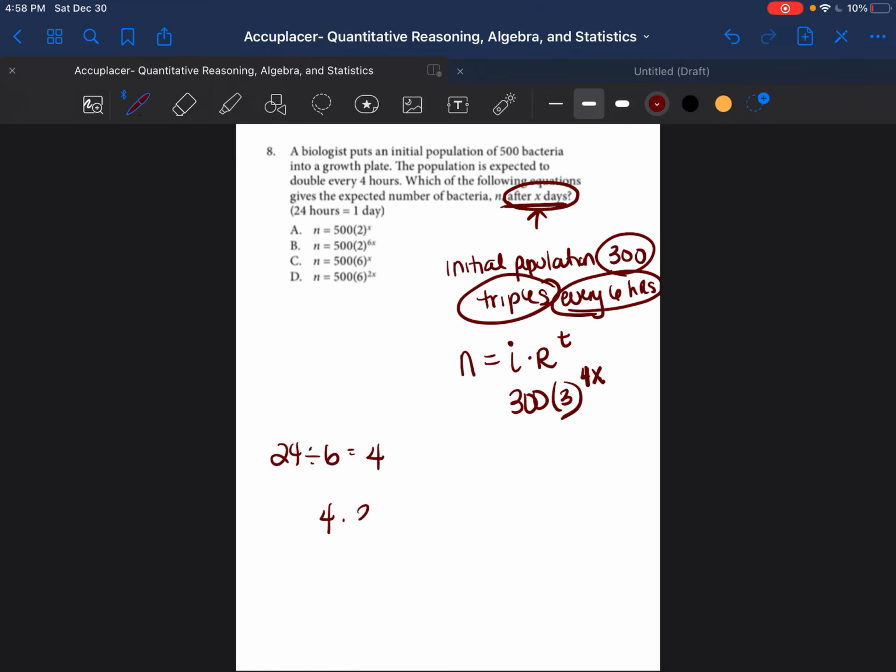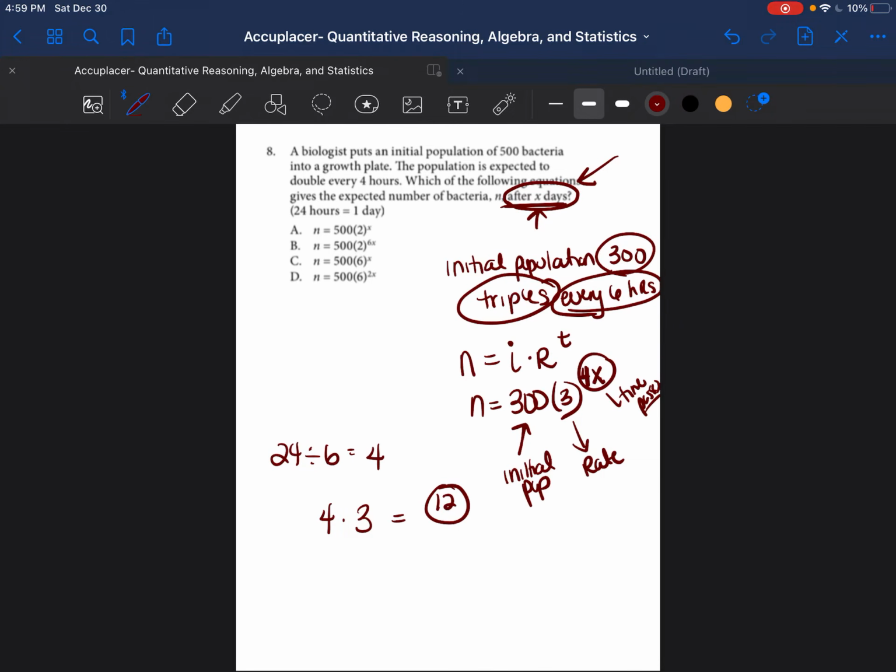So if it was after 3 days, we could just do 4 times 3 and then just put 12 as the exponent. But because we don't know exactly how many days, we have to represent that as 4 times X. So our answer would be N is equal to 300 times 3 with 4X as the exponent. Remember, 300 is the initial population, 3 is the rate, and then this is the amount of time that passes.